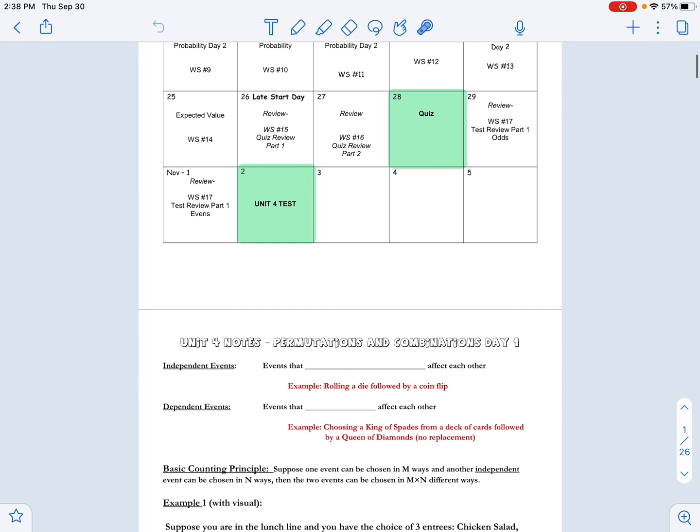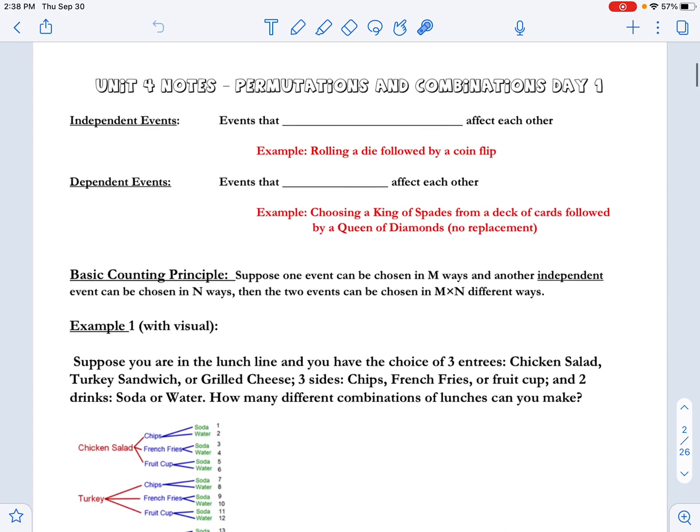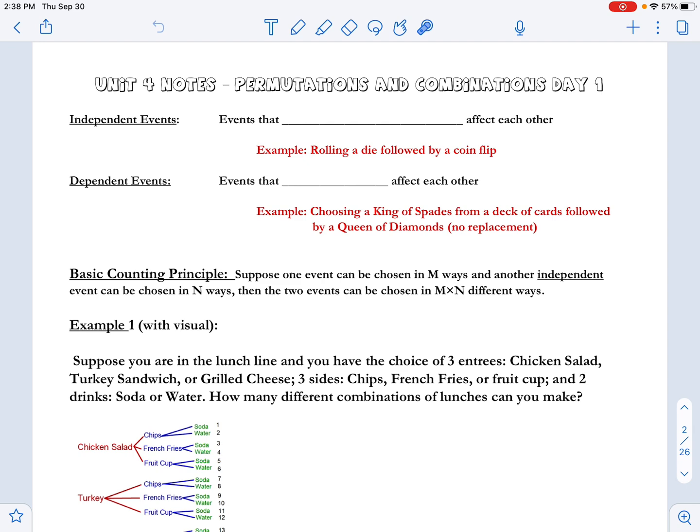Okay, let's go ahead and get started. So the way we count when we're calculating probability is looking at permutations and combinations. And these are ways that we can count how many options we have in a certain situation. So before we can get to the counting, we need to make sure we know what we're looking at.